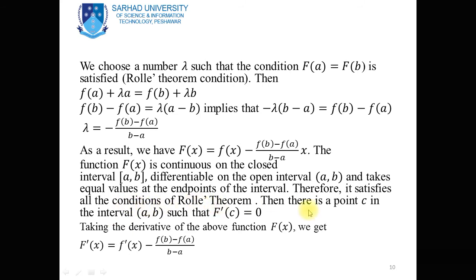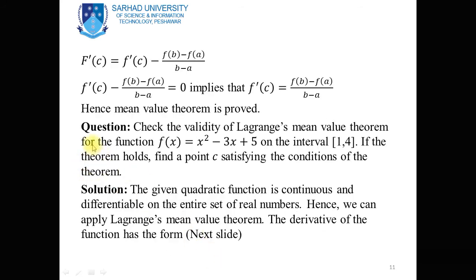Then there is a point c in this open interval such that the derivative of the capital F function at x = c is equal to 0. Taking the derivative of the above function F(x), we get F'(x) = f'(x) - (f(b) - f(a)) / (b - a). Now capital F' at x = c is equal to the small f' at x = c minus (f(b) - f(a)) / (b - a).